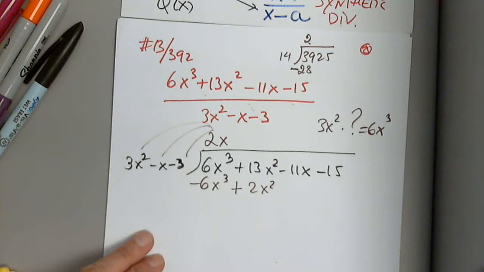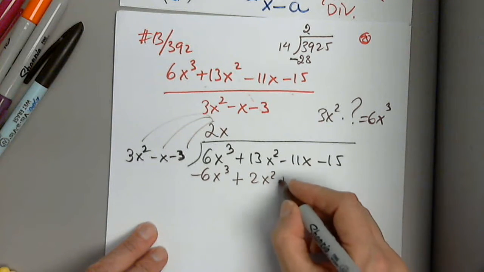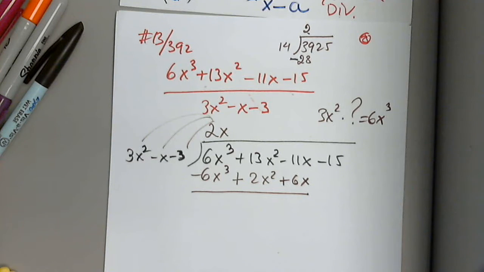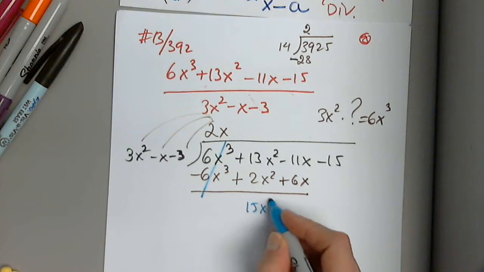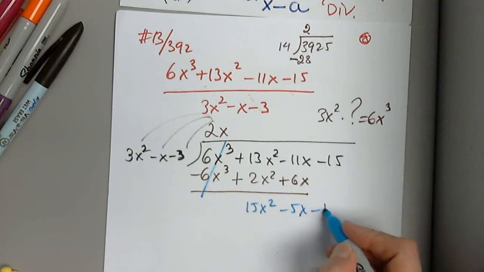2x times negative 3. But I have to write it under the like term, and I have to change the sign because I subtract. So indeed, these two go away. Here I perform the operations I see, and here I perform the operations I see. And then I bring down the next in line.